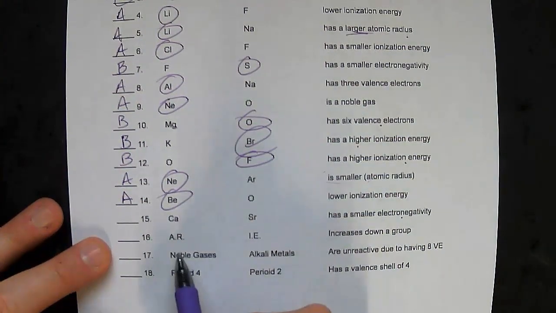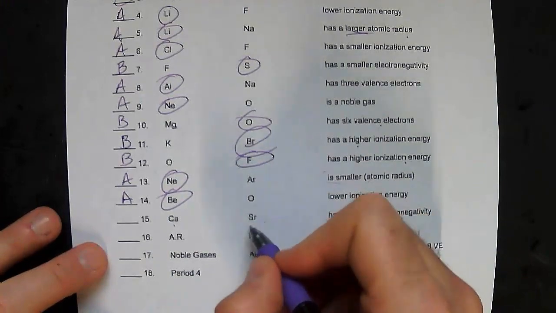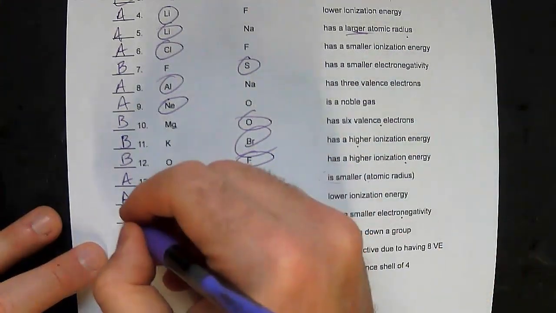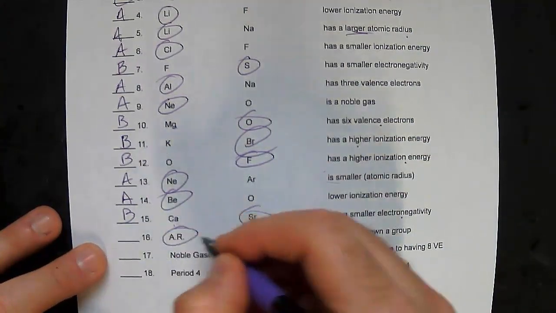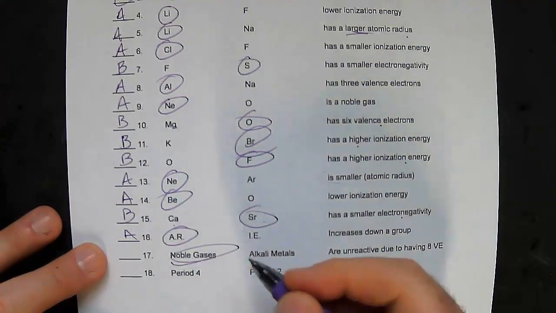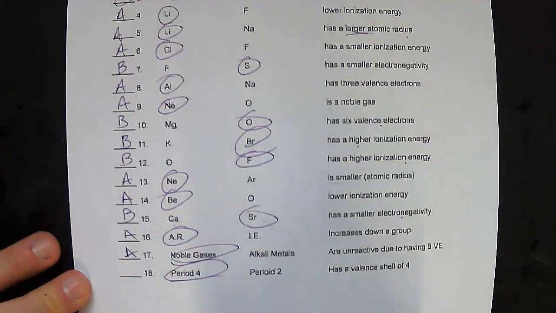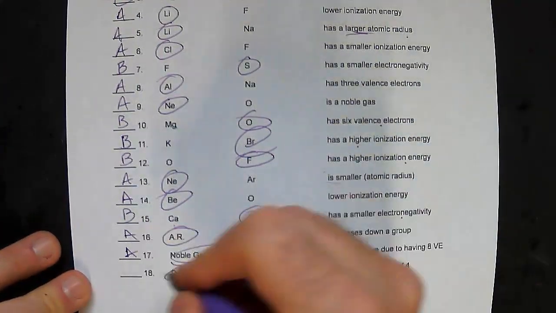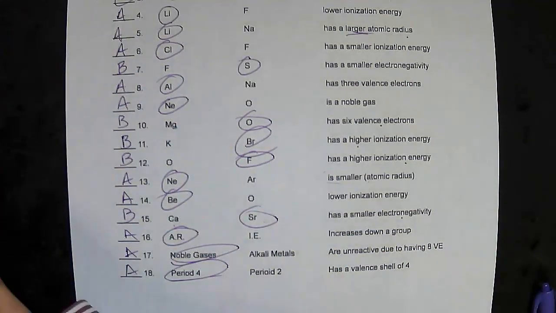Smaller electronegativity. So that's going to be the larger radius. So the larger radius is strontium. And then increases going down a group. That's going to be radius. Again, unreactive, noble gases. And then has a valence shell of 4. And that's period 4. Look, I made the update there. So that's going to be A as well. Okay, so there it is. That's the answer key for the station's review activity.